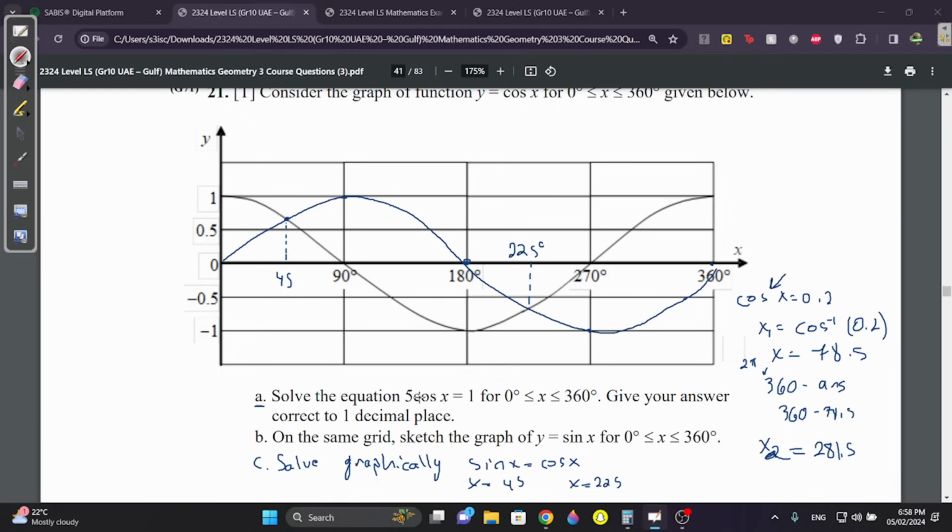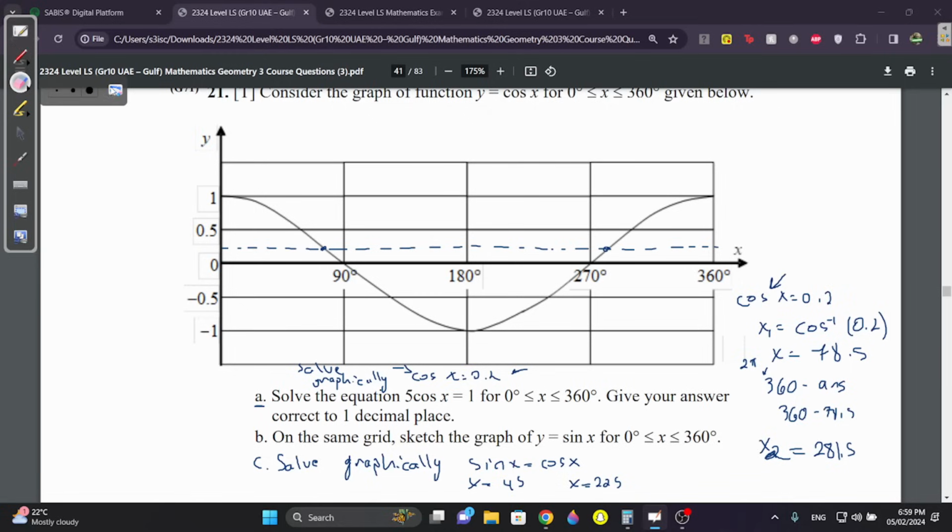Also for part A, maybe they say cosine x equals 0.2, and they ask you to solve it graphically. How would you solve this graphically if it came? You have to draw the vertical line of 0, and the horizontal line of 0.2, which would be over here. You draw this. Make sure to get a ruler in the exam. And then you just take the intersection points. If it was any other number, you just draw the line like this and see where they intersect.